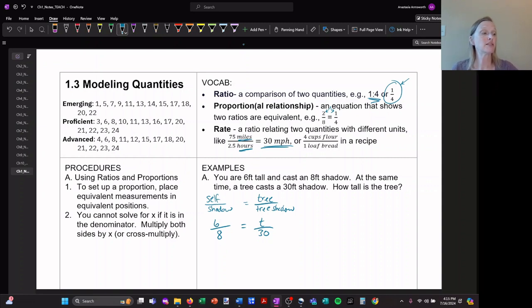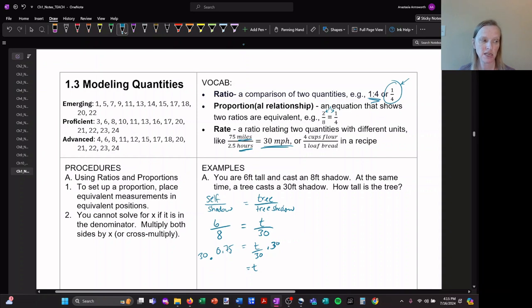So it's always best to simplify what you have on one side of the equation first. So 6 divided by 8 is 0.75, equals T divided by 30. And now to get T all by itself, I need to get rid of the 30 that's in the denominator by multiplying by 30. I'm going to do that to both sides, multiply by 30, and I get that T equals 22.5. And of course, this is a story problem. This number needs units with it. The height of the tree is 22.5 feet.